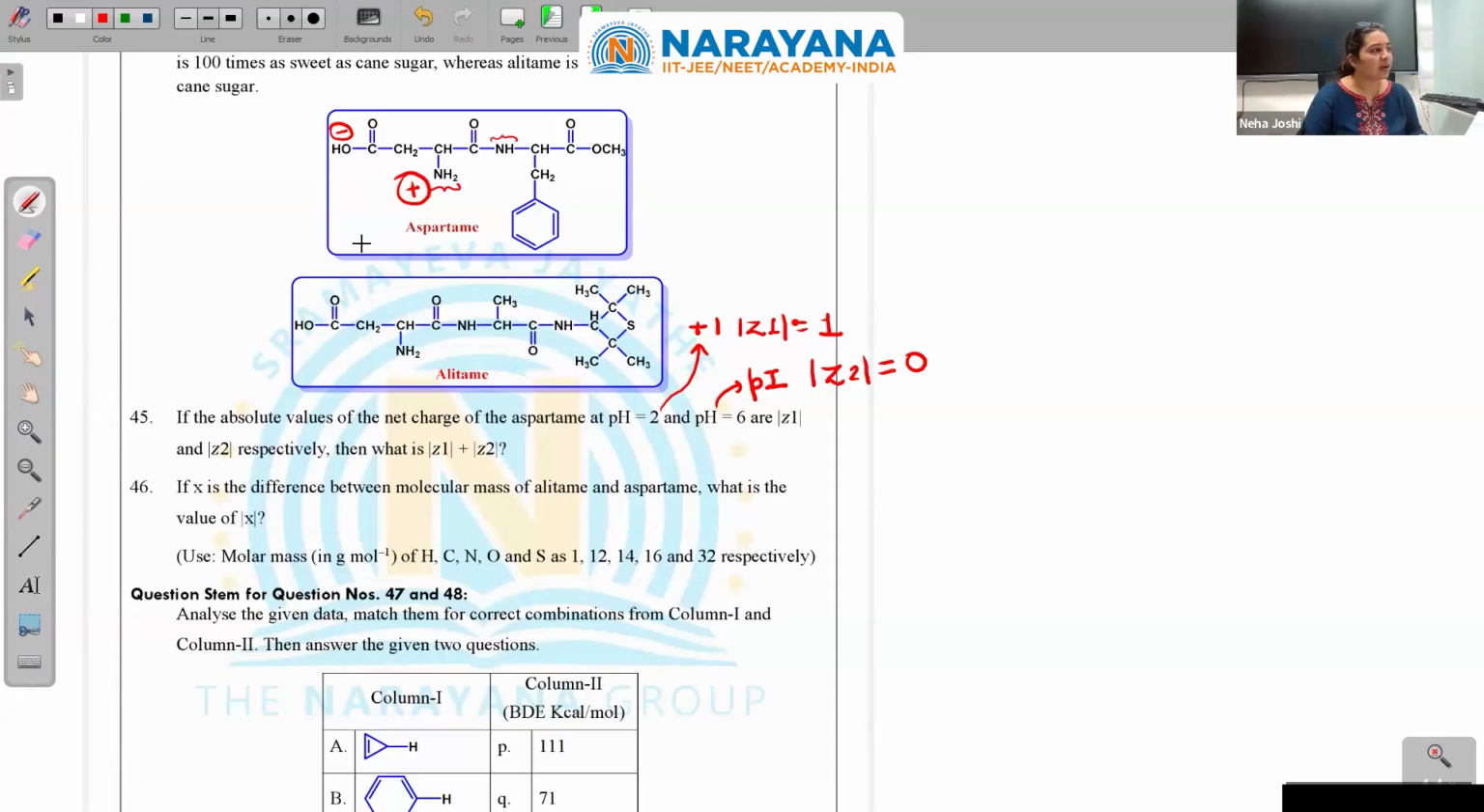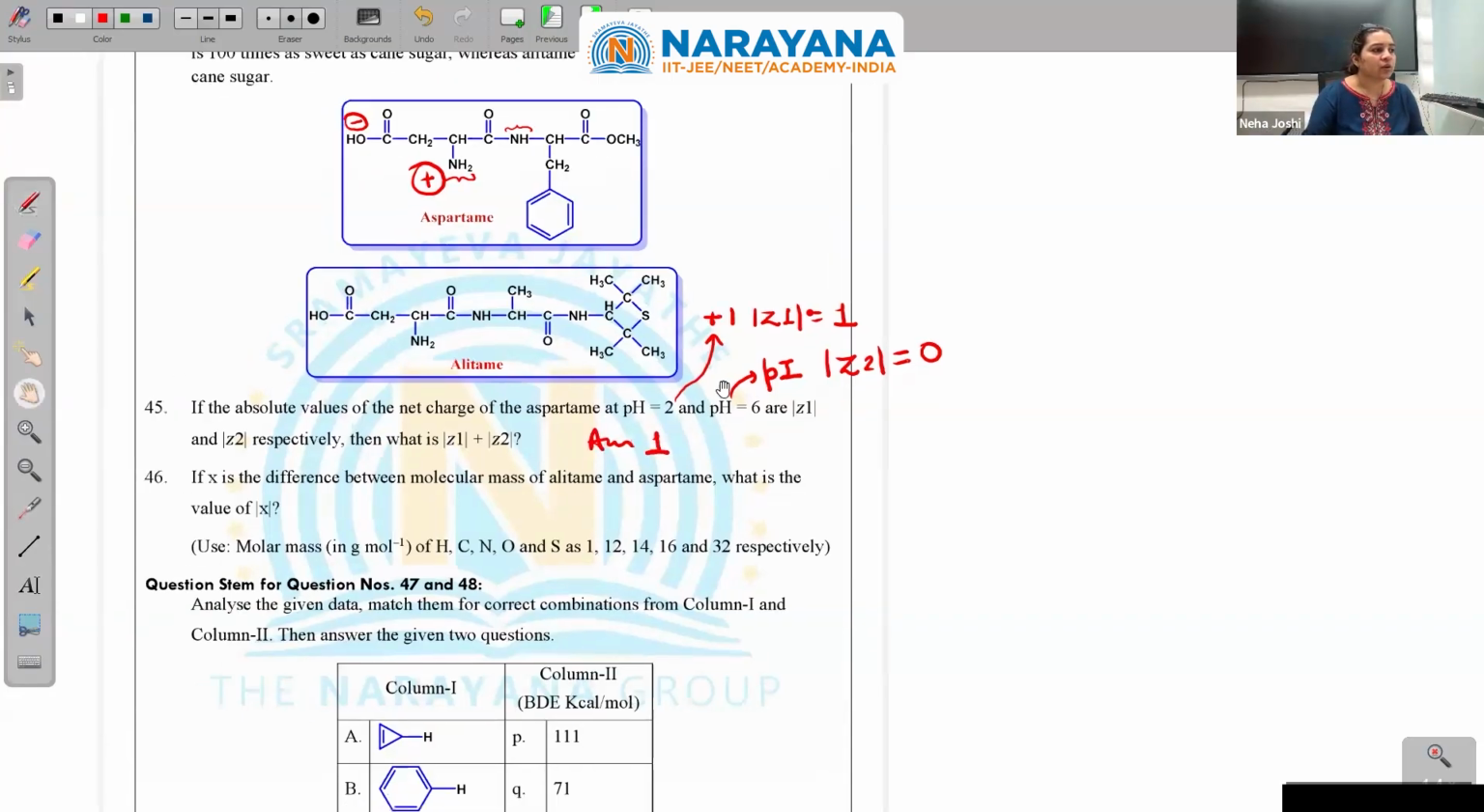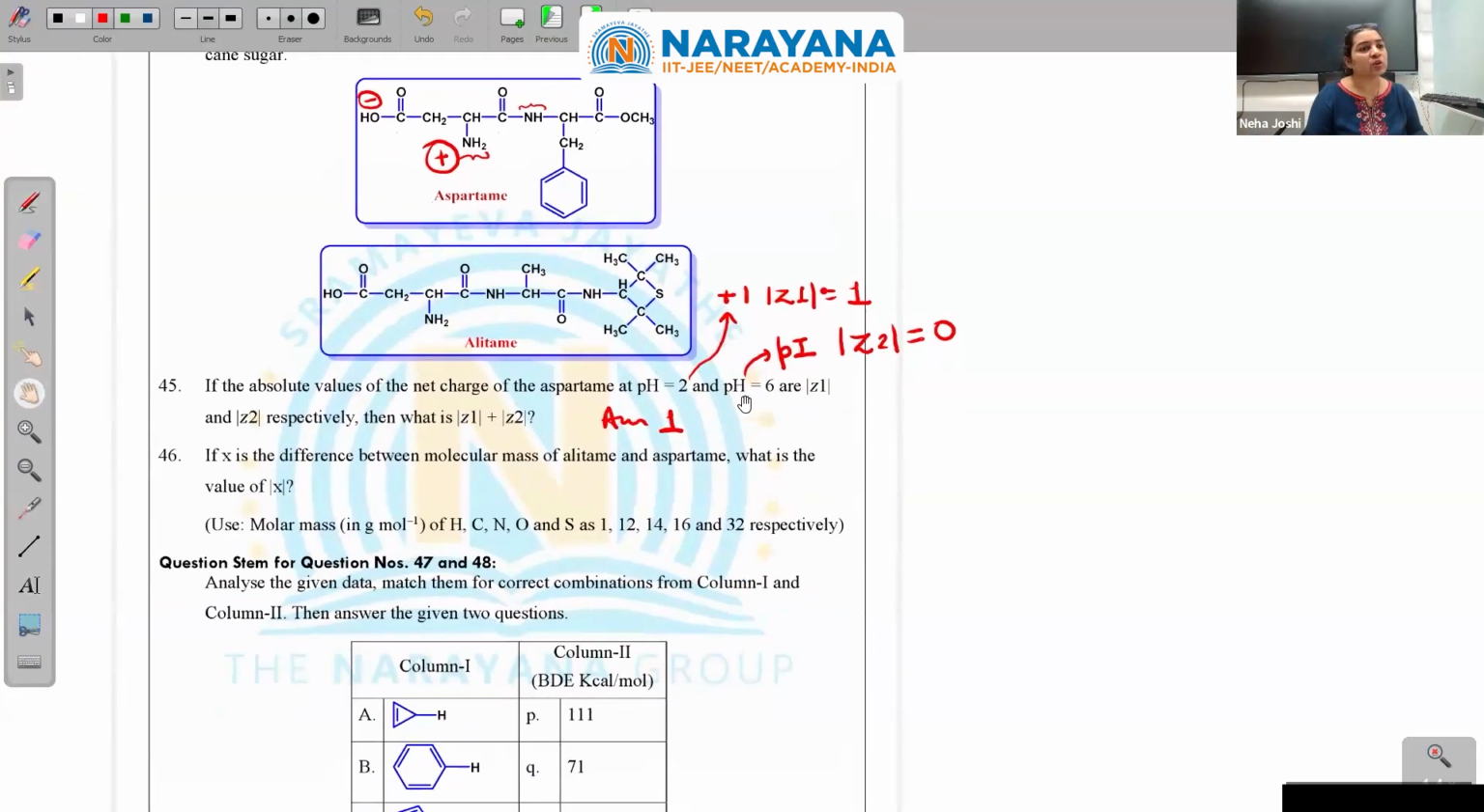Okay, if the total value of Z2 is 0, then what is asked is Z1 plus Z2, so the answer is 1. This pH 6 is like a Zwitter, the isoelectric pH for this part.